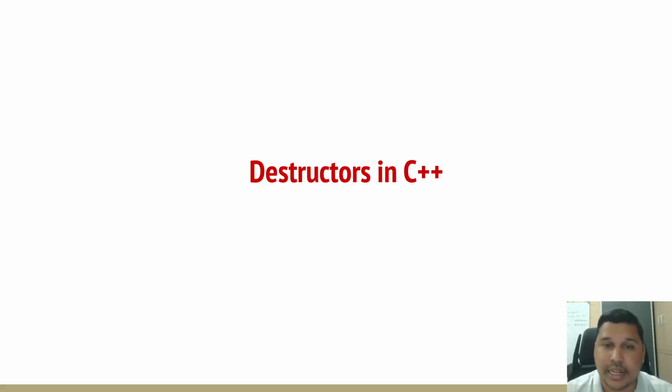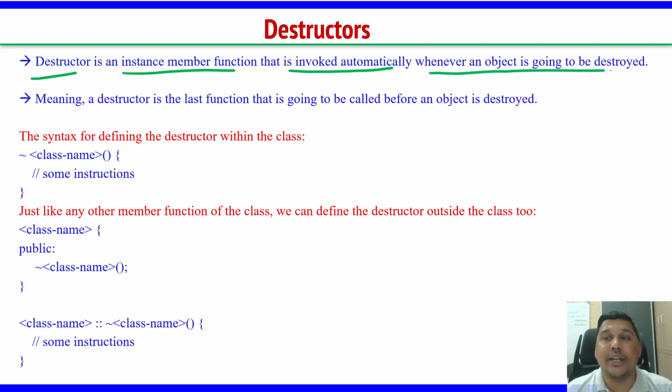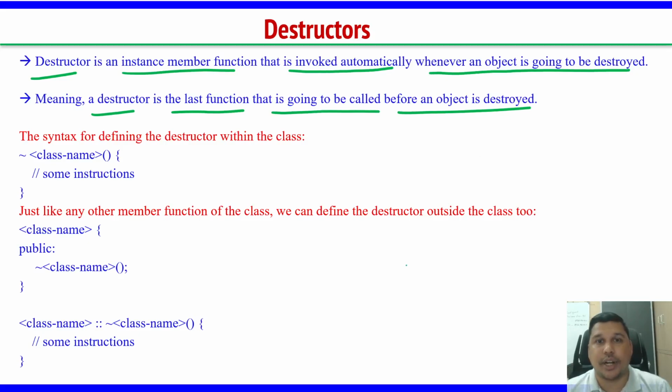Okay, so let's understand the definition and the syntax of the destructor. See, a destructor is an instance member function that is invoked automatically whenever an object is going to be destroyed. Meaning, a destructor is the last function that is going to be called before an object is destroyed. How will we know an object is being destroyed?